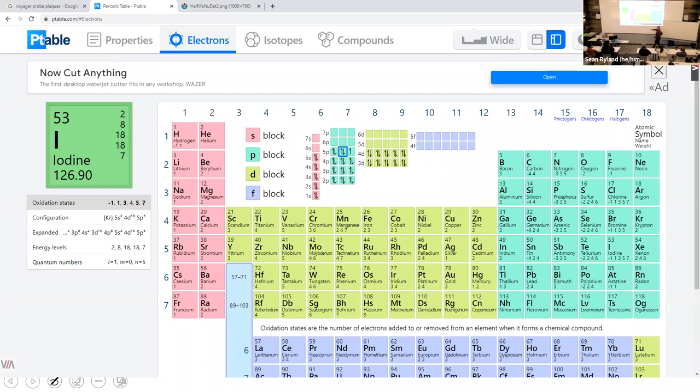And they are always going to go in the same order, so you can have it memorized. In fact, we'll do this enough that at least the first few rows you will have memorized, because there's only so many times you can write 1s2, 2s2, 2p6 before you have it memorized. And everything that's got more than 10 electrons is going to start with this.